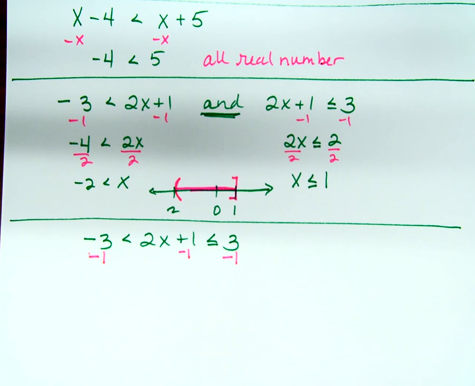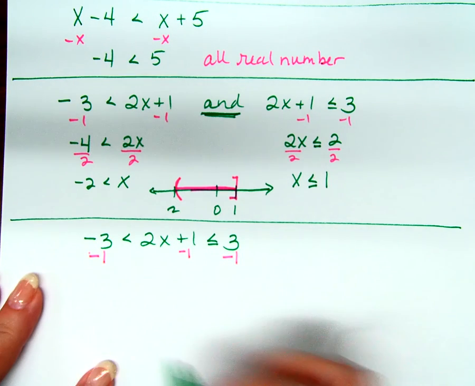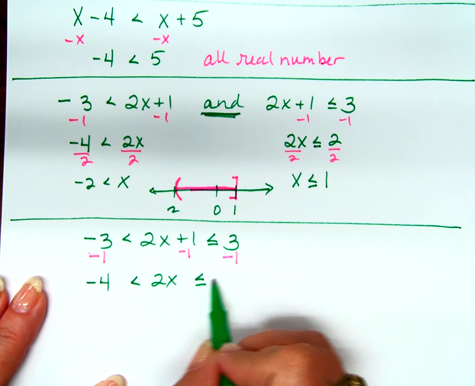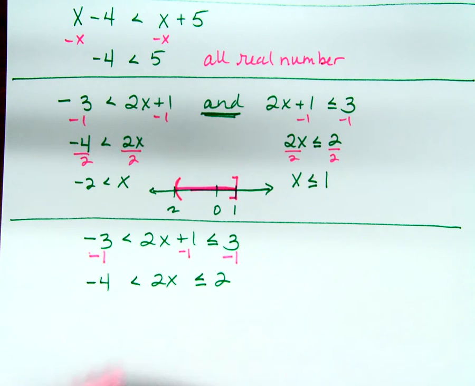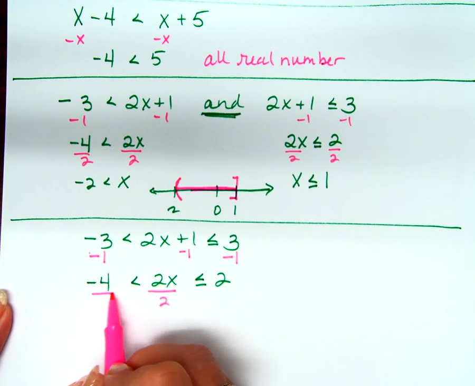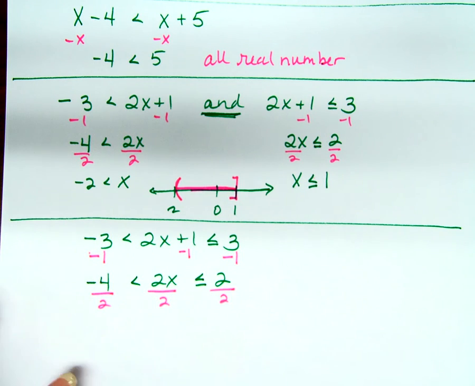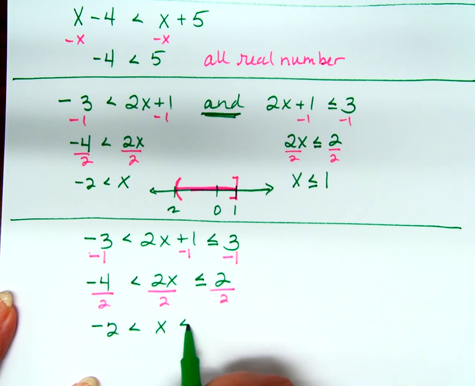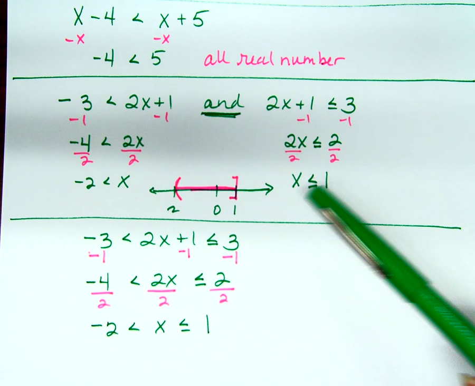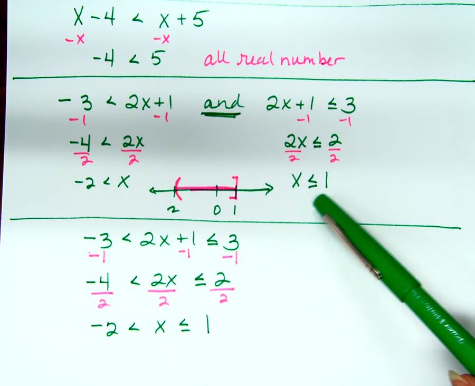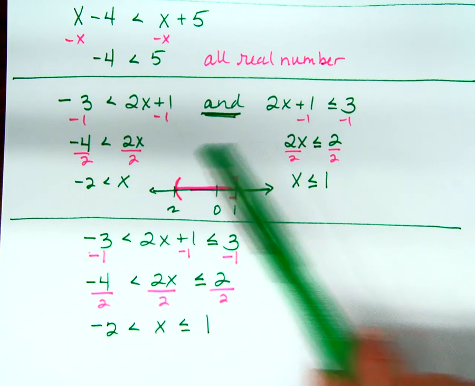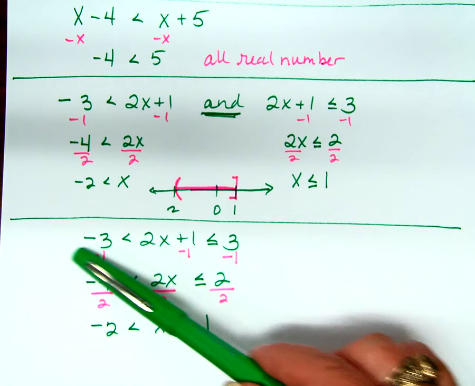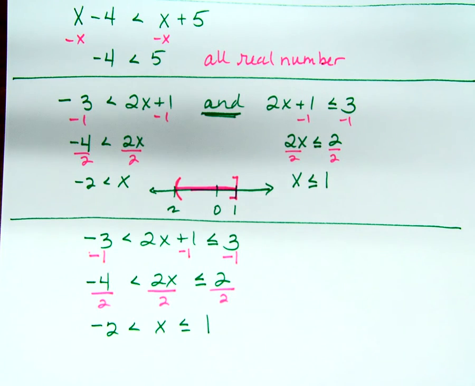Does that make sense? So on the left-hand side, I end up with negative 4 is less than 2x is less than or equal to 2. Now when I divide everything by 2, I'm going to divide everything by 2. So negative 2 is less than x is less than or equal to 1. Isn't that exactly the same thing as this up here? This was just written into two different parts and an and was in between. But if it's all written as one sentence, that and is implied, isn't it?